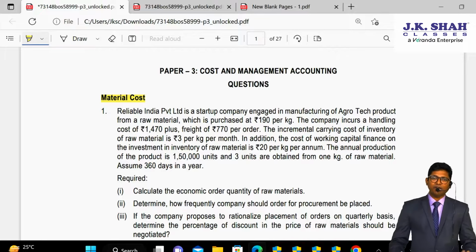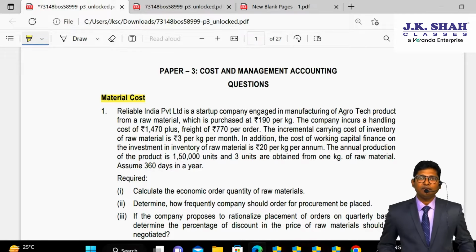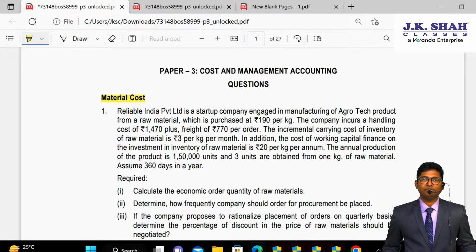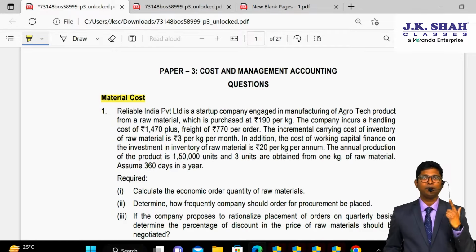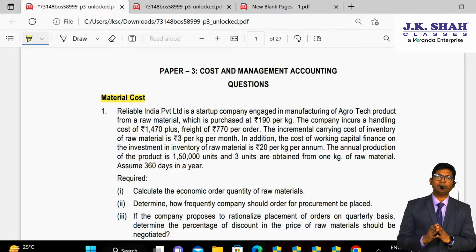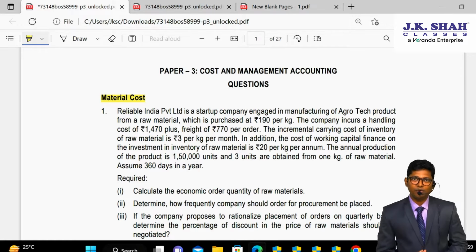So whenever you are calculating the economic order quantity, for that purpose, just find out 3 elements. First one is annual requirement of raw material. Second is carrying cost per unit per annum, and after that the last part which is needed is your total ordering cost, but you should find out ordering cost per order first, then only you will be able to calculate EOQ. Let's see what all information is provided.